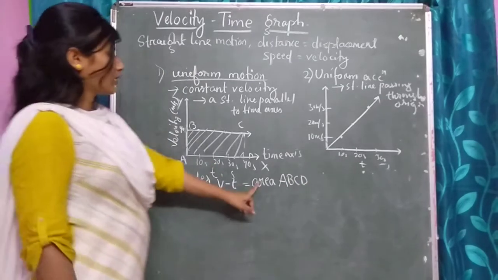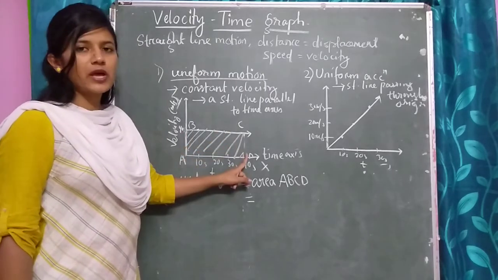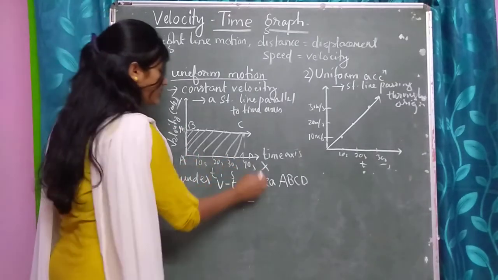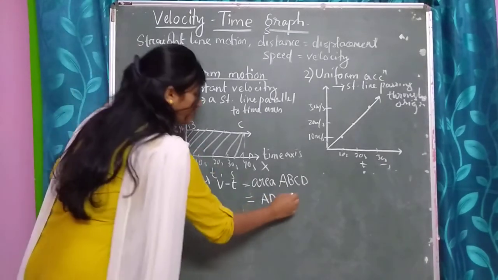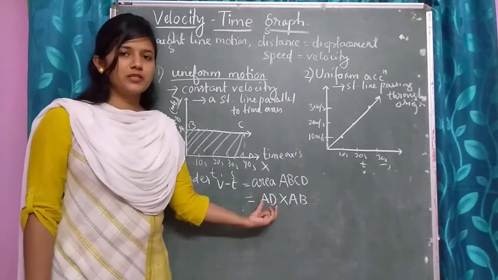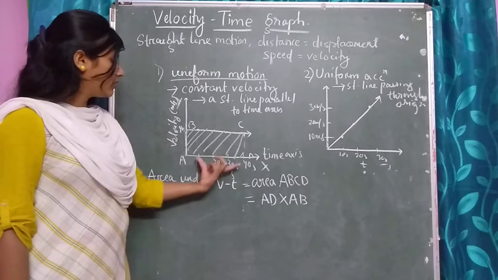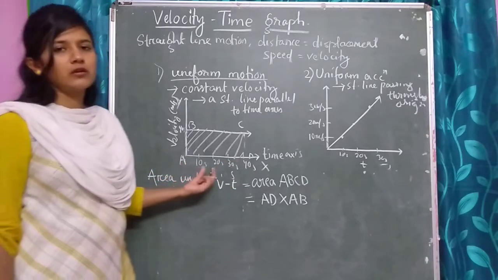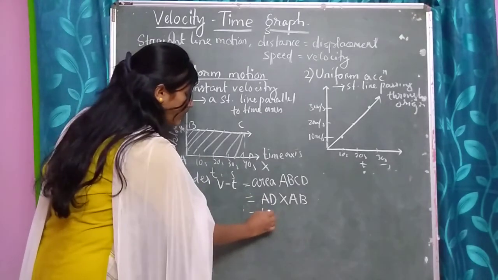So what will be the area of A, B, C, D? Since it is a rectangle, the area of A, B, C, D is equal to length into breadth. Length is AD, and breadth is AB. What kind of physical quantity is given by AD? Here you can see that AD will give you a time parameter, 40 second minus 0 second. Obviously it is a time value. So in place of AD, I can write time.